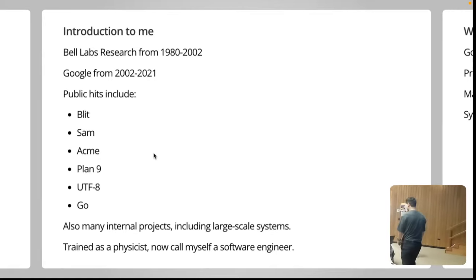For those of you who don't know much about me, let me just quickly say why I have the right to be here. I've been doing programming since the 60s, so we're talking almost 60 years now. I was at Bell Labs Research for many years.